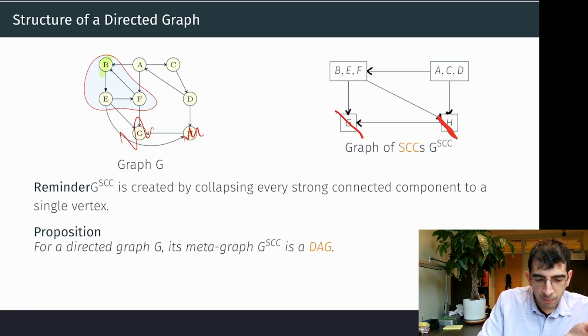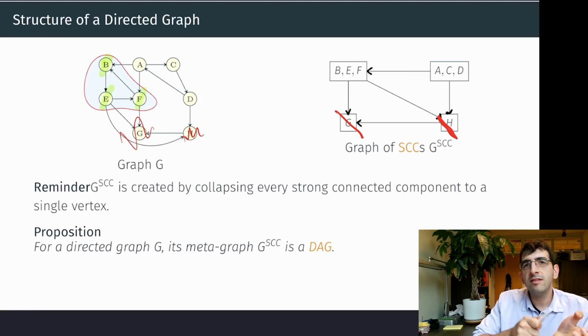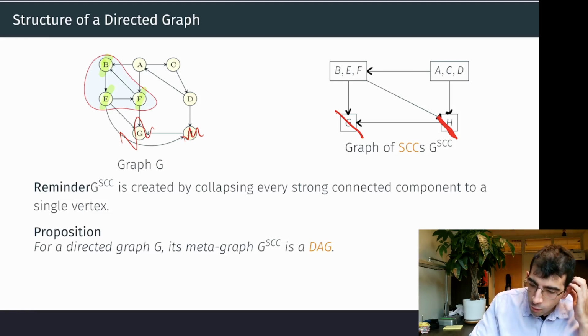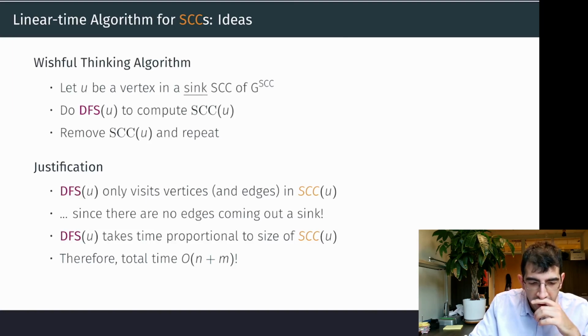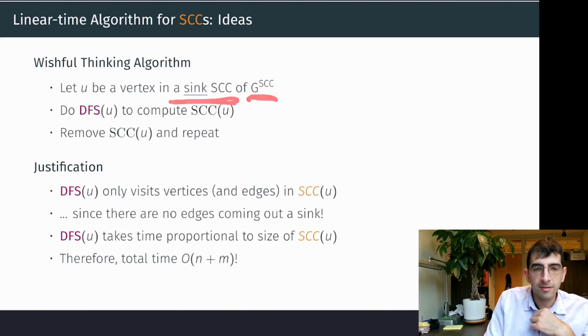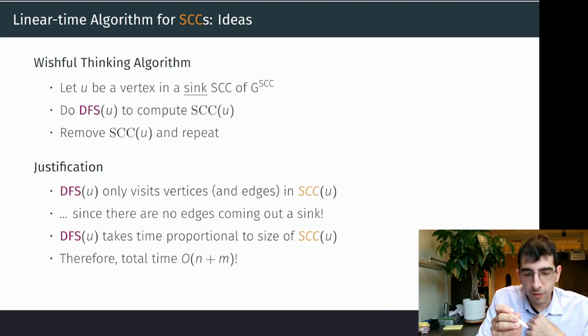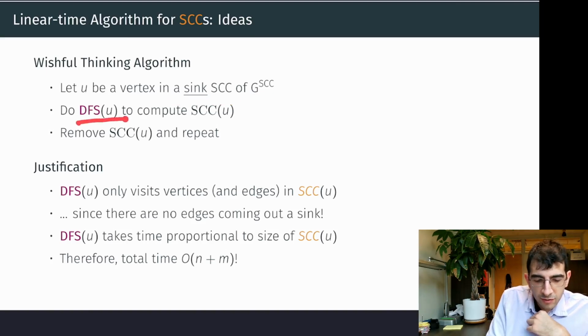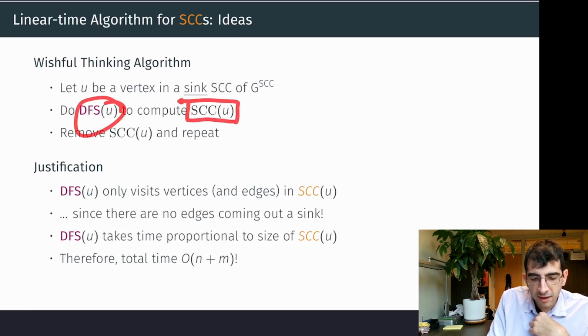then we start it on B. Then we reach E. Then we reach F, and that's it. We only visit the vertices that are in the sink of the metagraph. So our wishful thinking algorithm would be that if there is a vertex U in the sink of the strongly connected component of the metagraph, then we simply want to do DFS on that vertex to compute the strongly connected component of U.